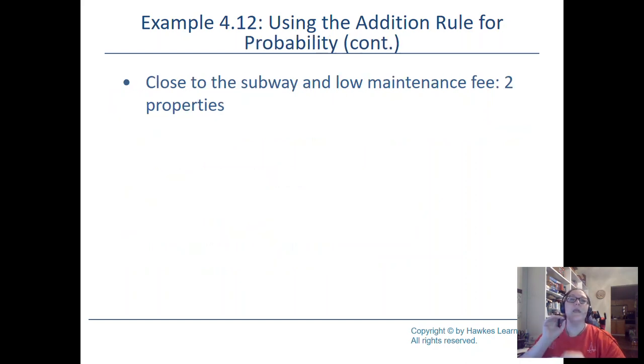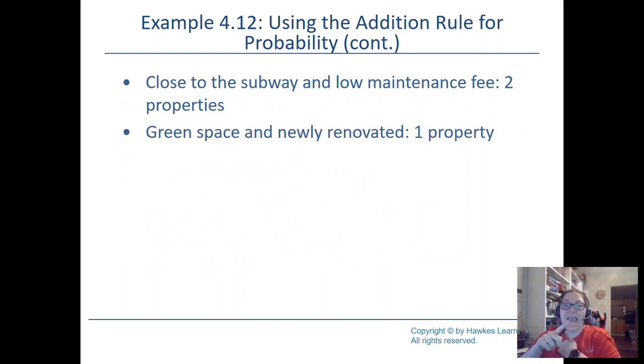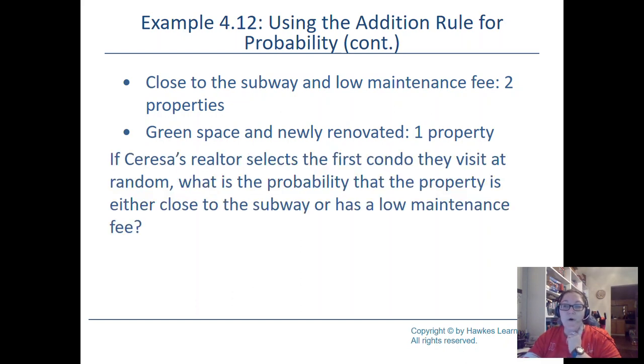Now, close to the subway and low maintenance is 2. Green space and newly renovated is 1. So if Circe's realtor selects the first condo they visit at random, what is the probability that the property is either close to a subway or has low maintenance?